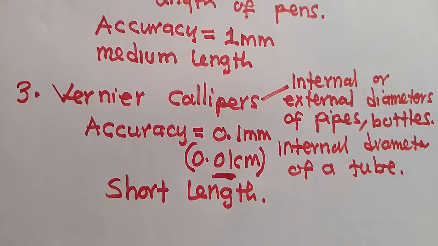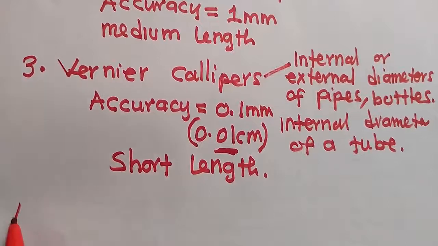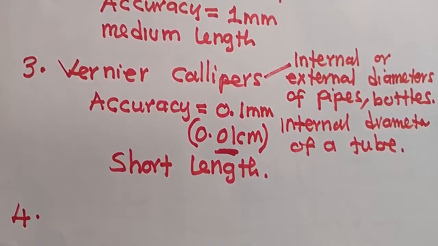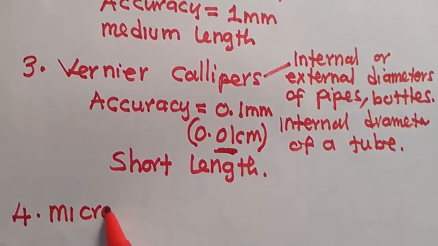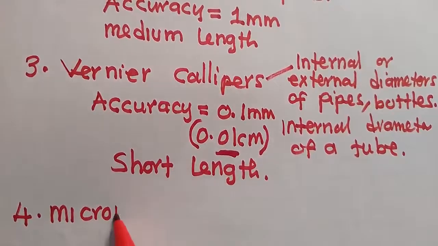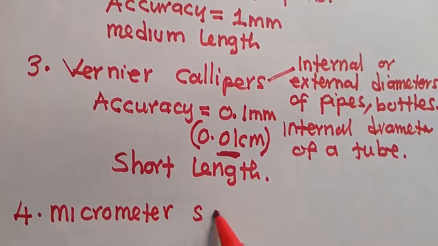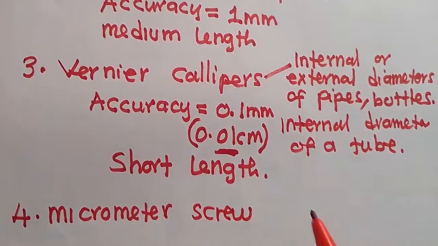We go to our last one. So I want you to understand all this information that I'm giving you. So we go to the last one, which is a micrometer screw gauge. It is called a micrometer. It is called a micrometer screw gauge.